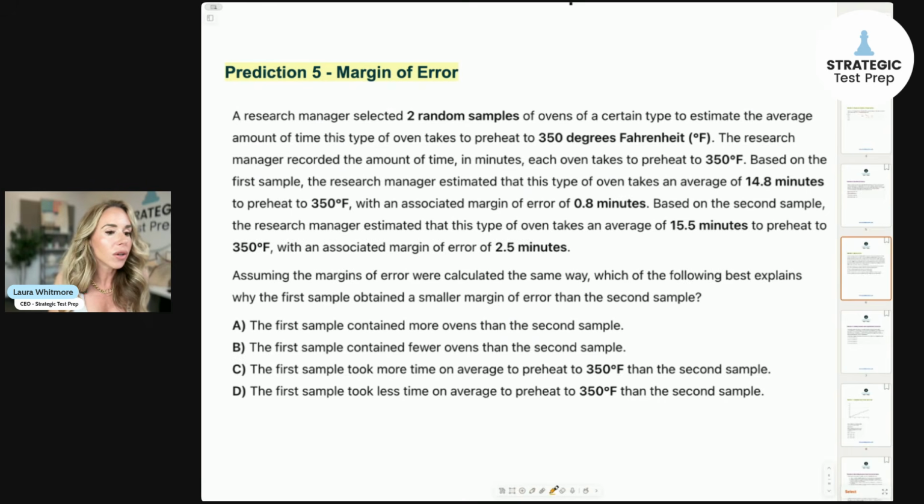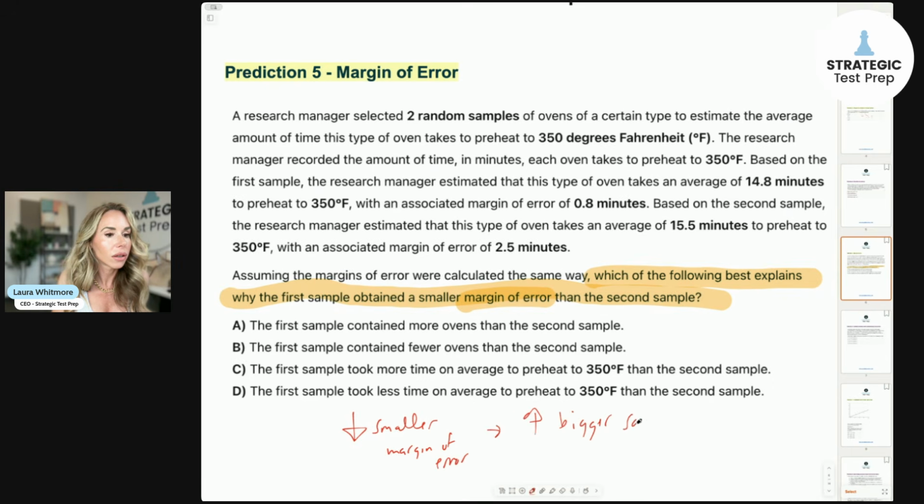What I want you to do on a question that looks like this, that's talking about margin of error, is just read the question. So it says, which of the following best explains why the first sample obtained a smaller margin of error than the second sample? Here's all you need to know. If it's a smaller margin of error, it's a bigger sample size. That's what the SAT tests.